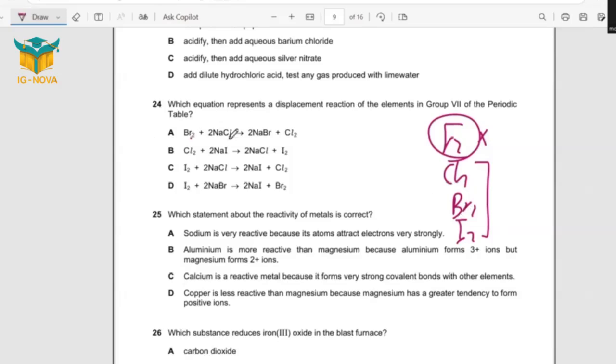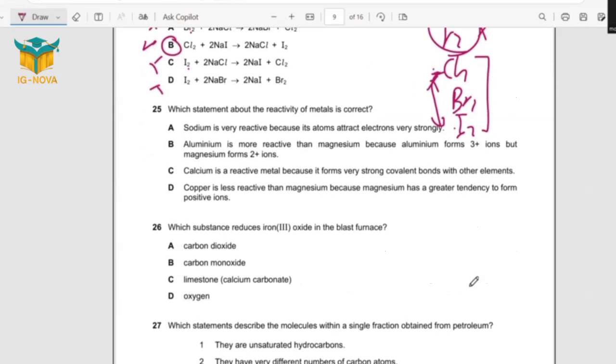Wrong. Cl2 here will displace I, accept. Let me think about it. I2 cannot replace any one of them because it is below all of them. So option B.